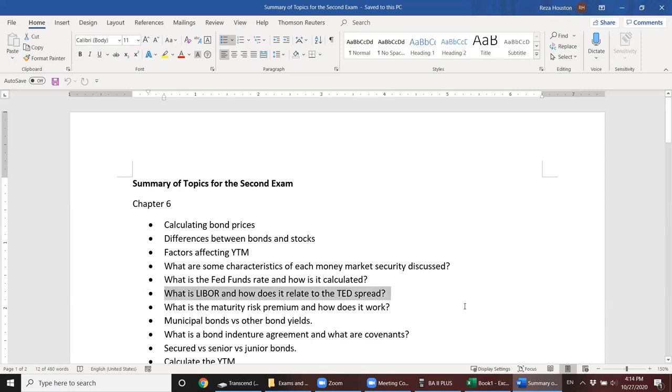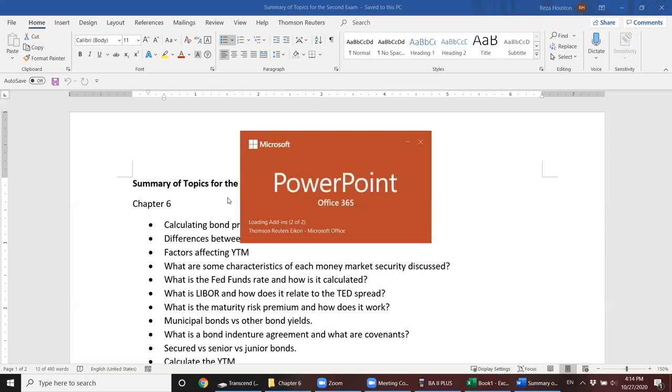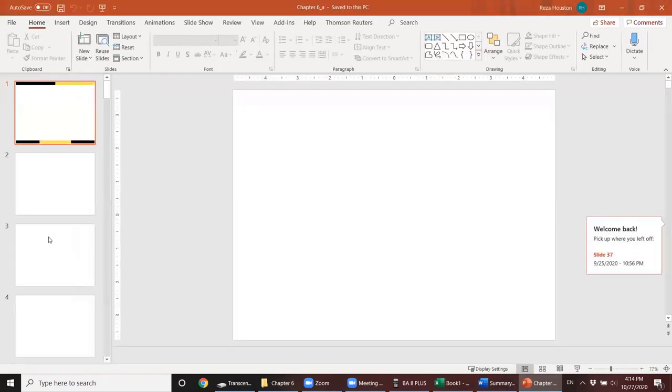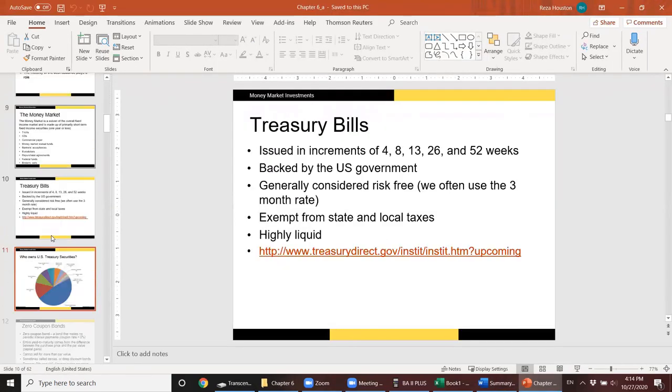All right, next, what is LIBOR and how does it relate to the TED spread? Well, LIBOR is the London Interbank Offered Rate, and it represents the rate that banks think they can borrow from each other overnight in the City of London. Typically, during periods where banks face a lot of economic uncertainty, they start to charge each other a higher rate. I thought I'd pull up the graphic here just for a second, just to refresh you.